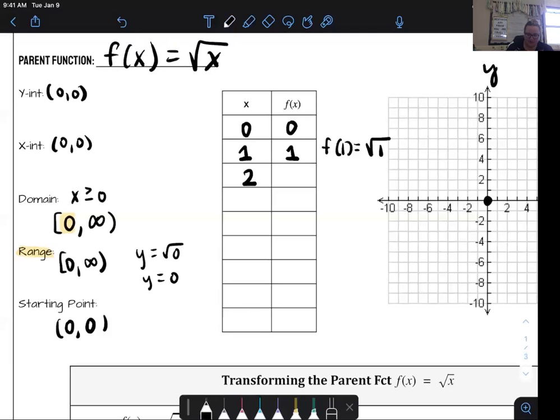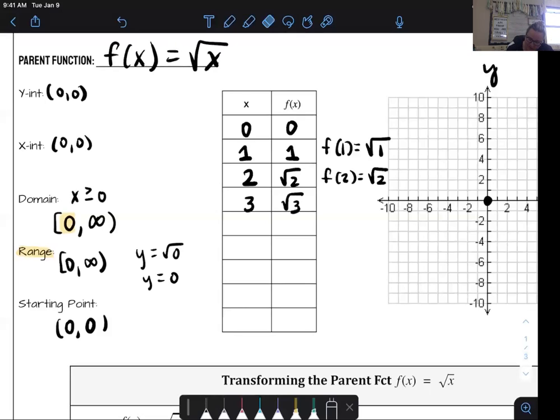Then I could plug in a number like 2, but when I take the square root of 2, I don't get a whole number. I don't get an integer. I get a decimal, which is fine, but I don't want to deal with that right now. Well, if I plug in 3, I'm also just going to get the square root of 3, which is also a decimal. Don't want to have to do that in my head right now.